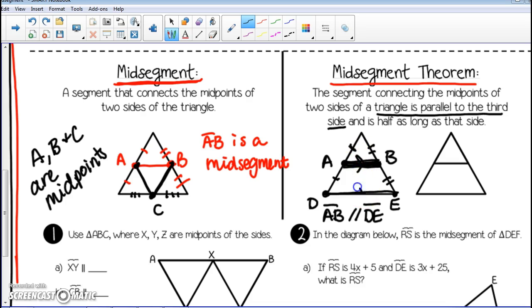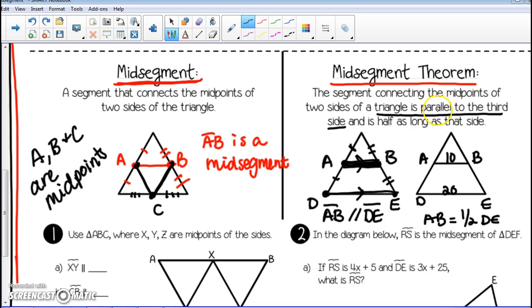So these are parallel, which then produce some congruent angles based on the parallel lines that we've already covered. The second part of the theorem says it is half as long as that side. So for AB and DE, AB is equal to half of DE. For example, if DE is 20, AB would be 10.